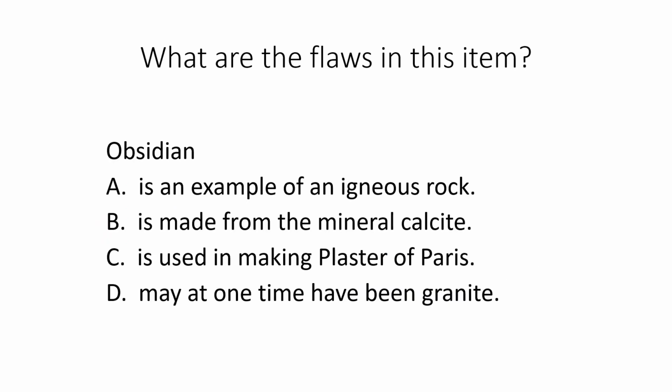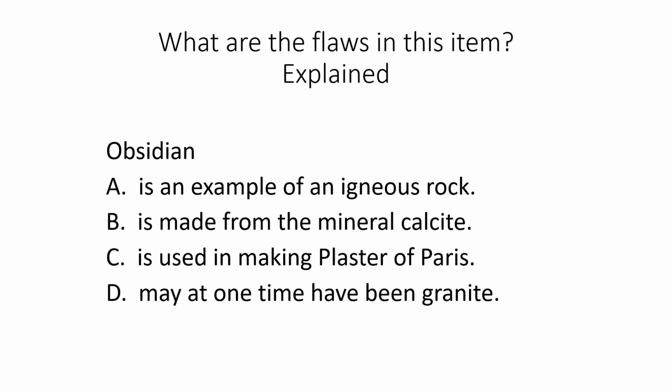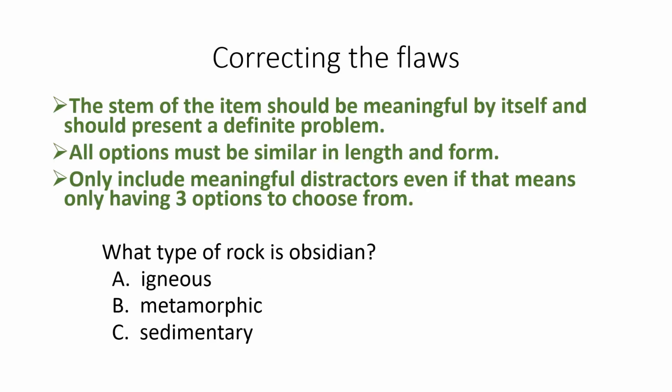What are the flaws in this item? In this example, there isn't a full question. It just says obsidian. You need to have a clearly formulated problem in the stem. So instead of having it be just the word obsidian with your 4 options, you want to put the question in the stem. To correct this flaw, the stem should be meaningful by itself and should present a definite problem.